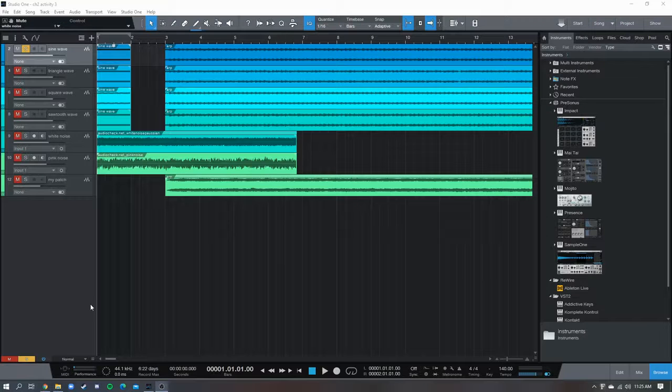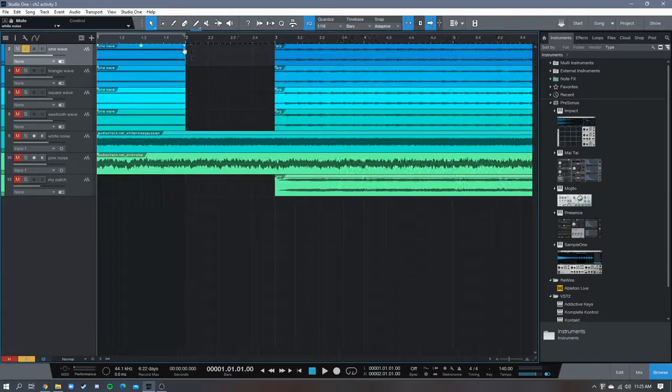Okay, hey, my name is Trent Johnson, and I am going to be doing activity 3 from our textbook, which is analyzing the waveform and timbre of these different basic wave shapes.